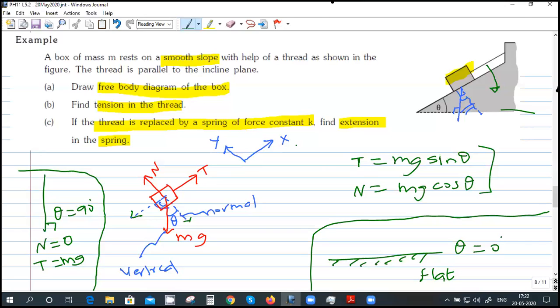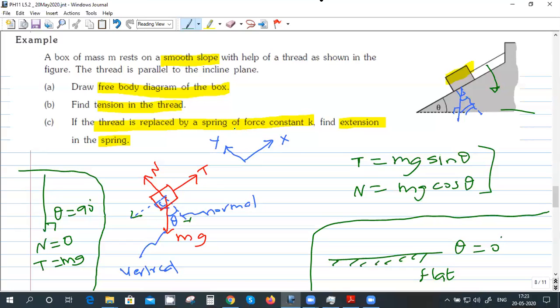Okay, so what is the tension in the thread? Free body diagram we already drew, no? So the part A is answered. Part B is find tension in the string. So what is the tension? mg sin theta. Yes. What about the third part, C part?